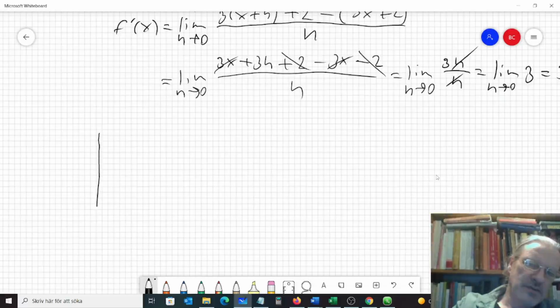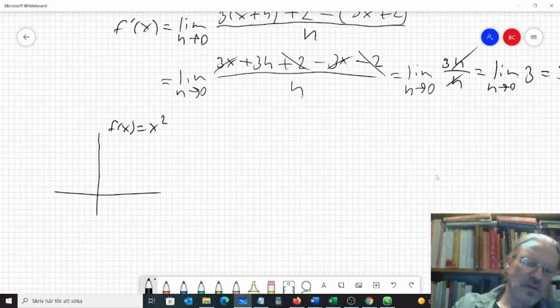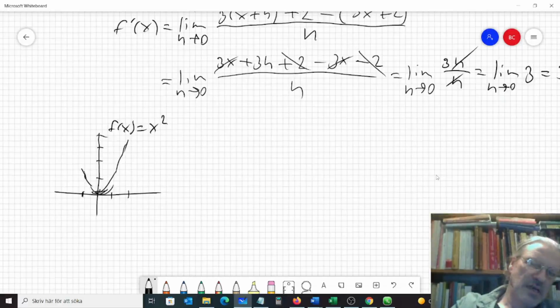And we can first draw the function, say f of x equals x squared. So 1 will give us 1, right? And 2 will give us 1, 2, 3, 4. And minus 1 will give us 1. And then we have 4 again, right? So we get a graph something like this.